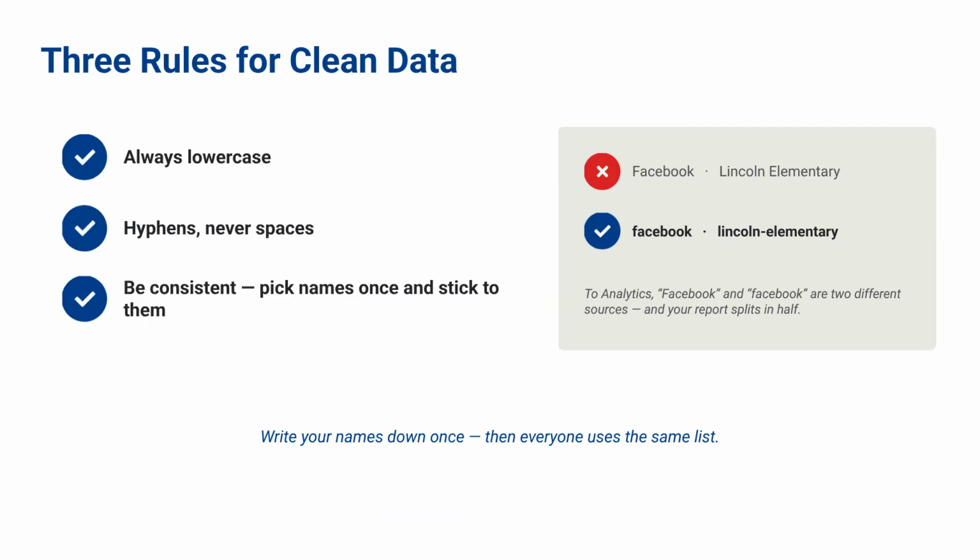3 rules keep your data clean. Always lowercase. Use hyphens instead of spaces. And be consistent, because to Google Analytics, capital F Facebook and lowercase Facebook are 2 completely different sources, and your report splits in half. Pick your names once, write them down, and stick to them.